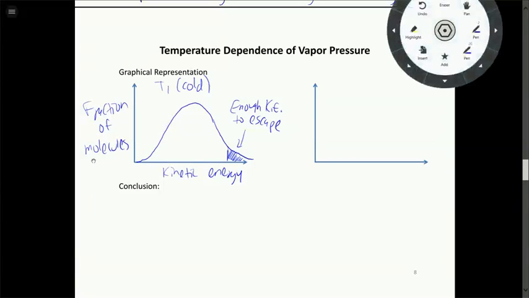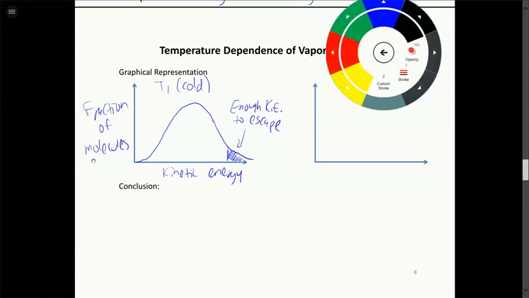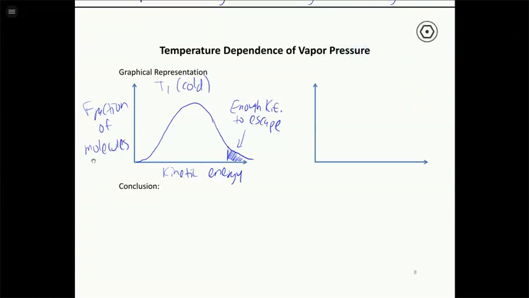All right, now let's see what happens if we go to a higher temperature. So that's what's true at lower temperature: a small portion of the molecules have enough energy to escape. At the higher temperature, which I'll call the hot temperature, just to be as specific as possible, we're going to have the same axes, fraction of molecules and kinetic energy.